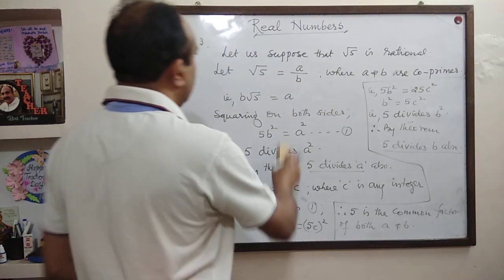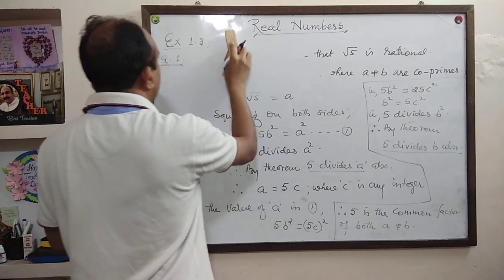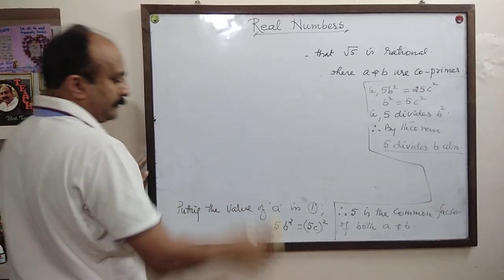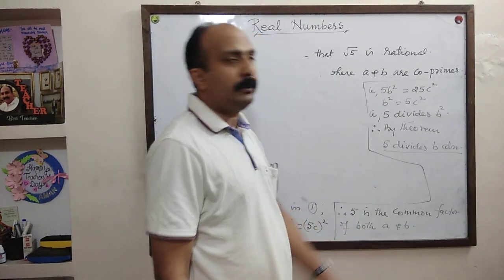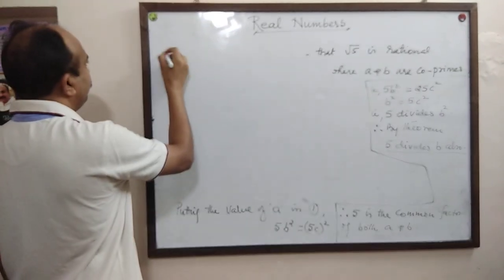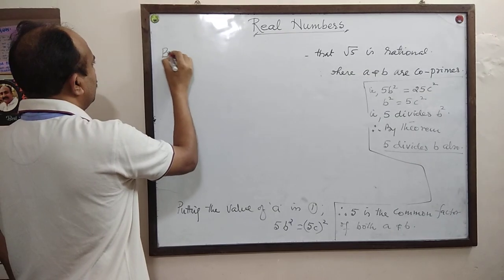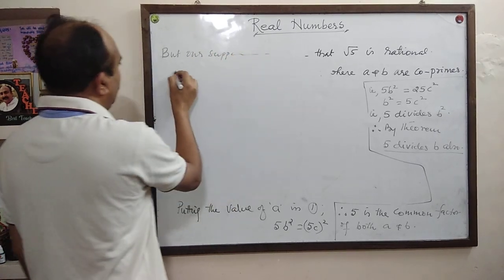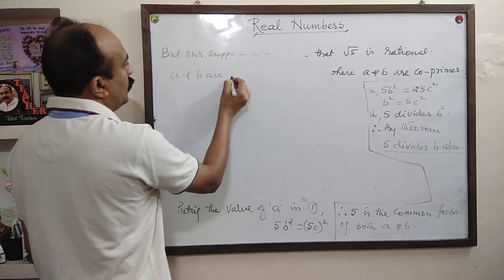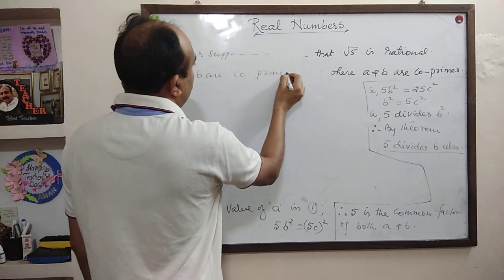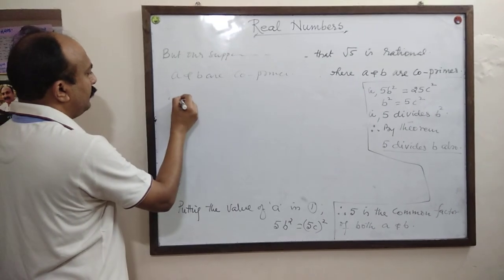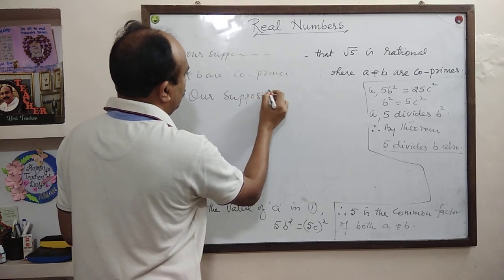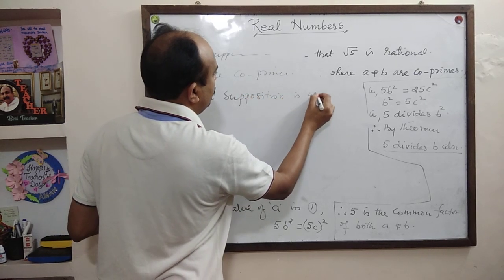So you will write the next one. We got 5 is the common factor of both a and b. But our supposition is that a and b are coprimes. Therefore, our supposition is wrong.